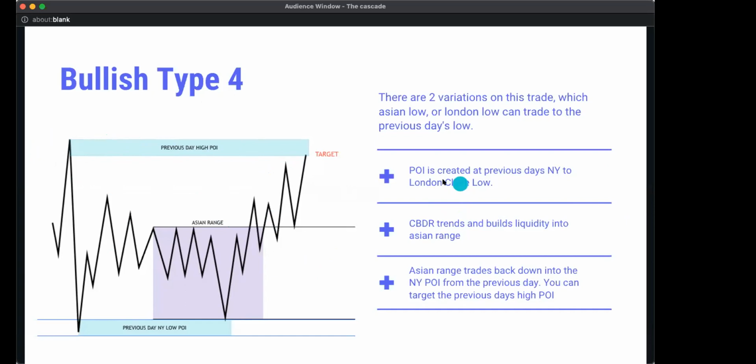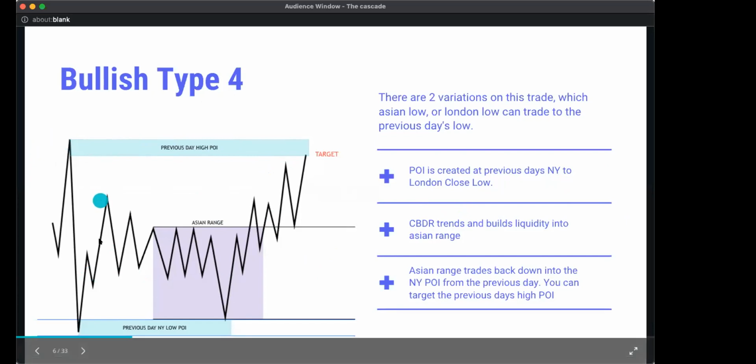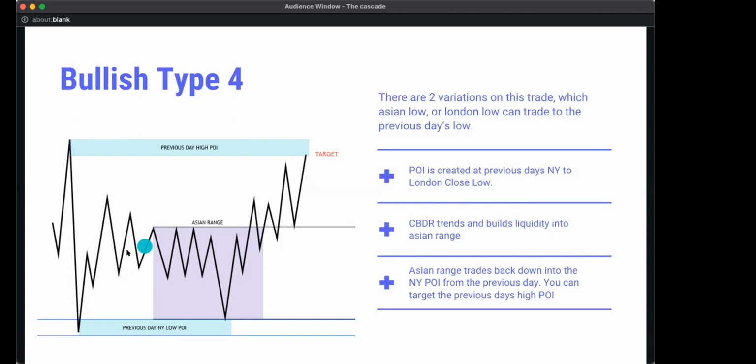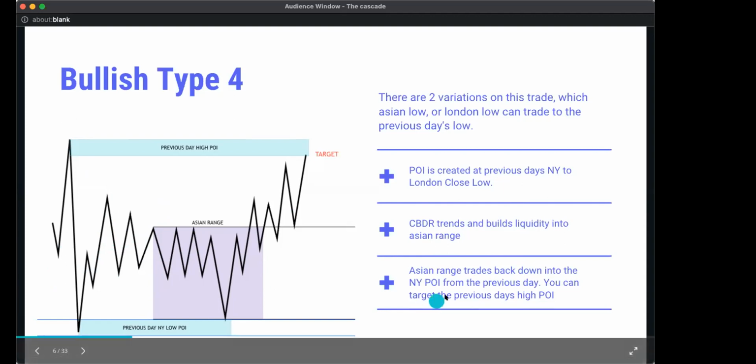Okay, POI is created at previous day's New York to London close. CBDR, if you don't know what that is, it's basically the time after London close until the Asian range is open. It's a very tight range, just building liquidity. Asian range trades back down into the New York POI from the previous day. You can target the previous day's high POI.